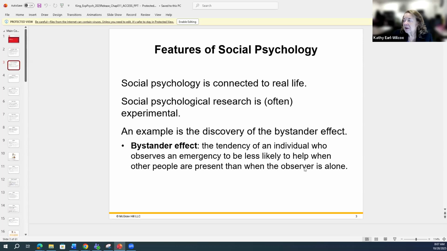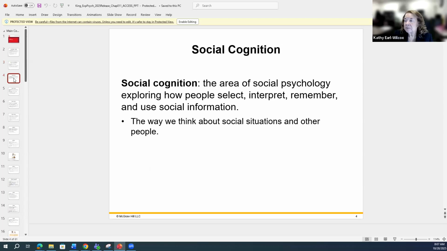An example is the discovery of the bystander effect, which very much affects individual behavior: the tendency of an individual who observes an emergency to be less likely to help when other people are present than when the observer is alone. So, with our societal expectations, some people will jump right in and some people are afraid of what might happen in a situation like that.